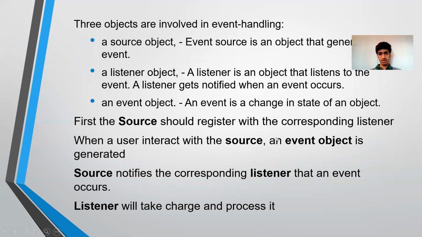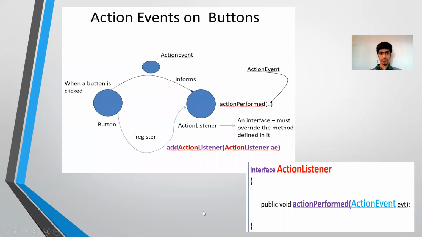First, the source gets registered with the corresponding listener. When a user interacts with the source, an event object is generated. The source notifies the corresponding listener that the event occurred. The listener will process the particular event to completion. This is the action event on buttons, where the button is the source and the corresponding listener is the action listener.